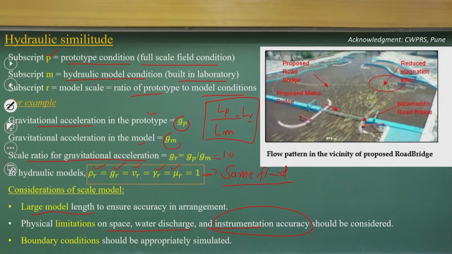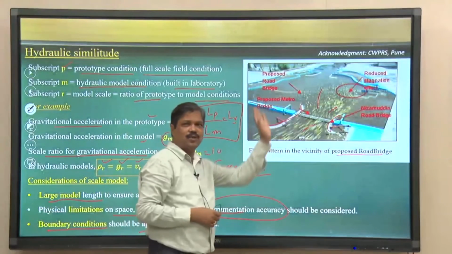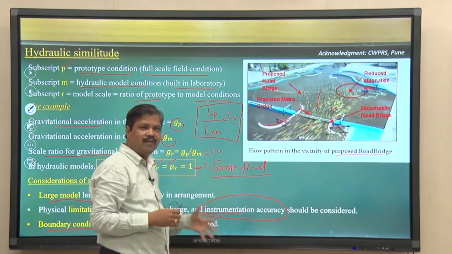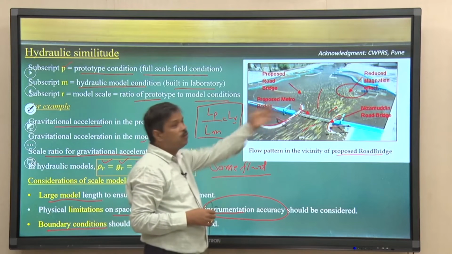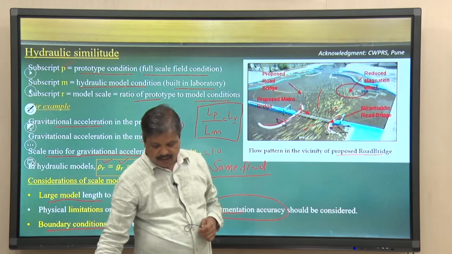Similarly, we should implement the boundary conditions, upstream and downstream, for these flow models. If you look at the proposed road bridge, this is the bridge structure and this is the guide bund, and you can see how the flow will happen. So in this case we need to know what the upstream conditions and boundary conditions could be. When you develop the physical models, these two conditions also should be satisfied.